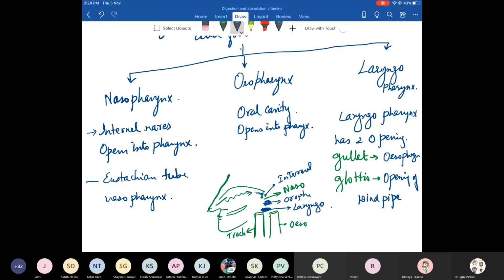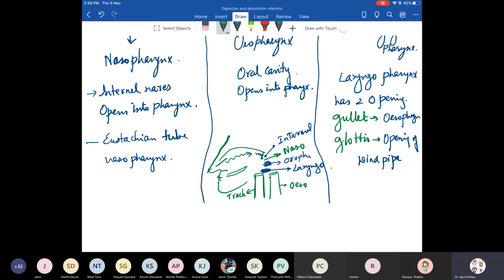Now, the important part is that each of these is lined by different types of cells. Let me write those down. The nasopharynx is lined by pseudostratified ciliated columnar epithelium. Do you know what pseudostratified is? Very important question.